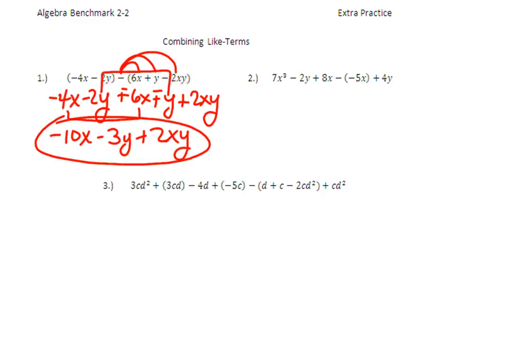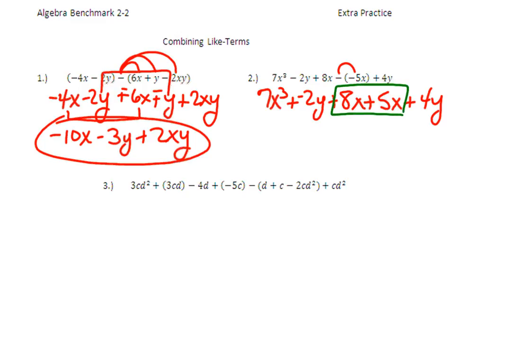Number 2. The only thing that looks tricky here is this little set of parentheses there. And I'm just going to make that a plus 5x when I get there. So I'll recopy 7x cubed. Maybe I'll go plus negative 2y plus 8x plus 5x plus 4y. Let's get a little color here. I'm going to take all my x's, which is just these two right here. Those will combine together. My y's I can put together, and there's nothing that goes with the 7x cubed.